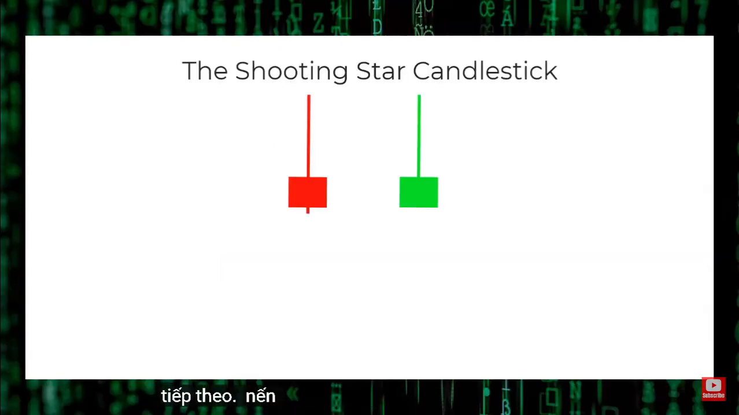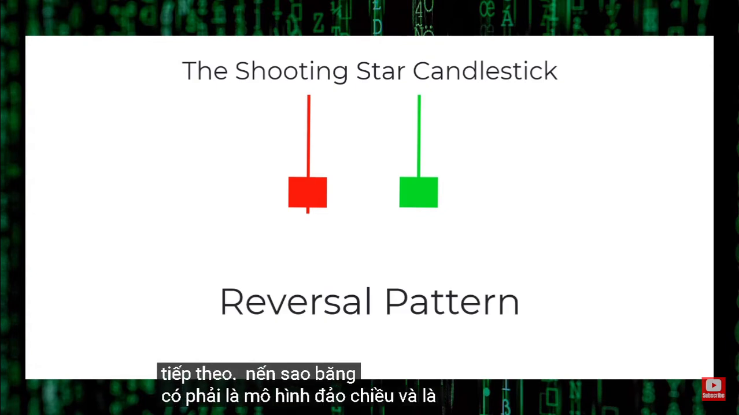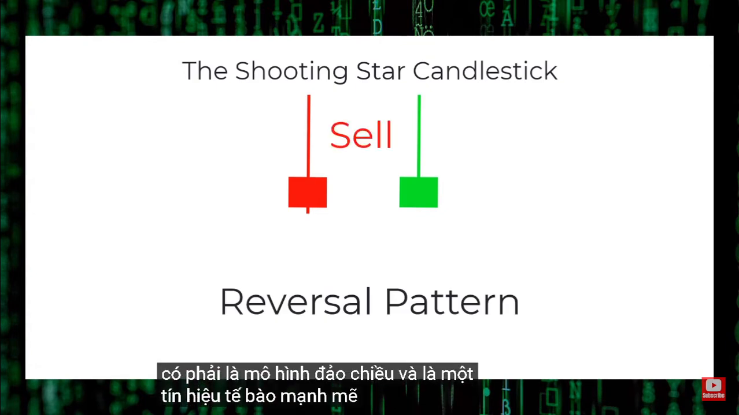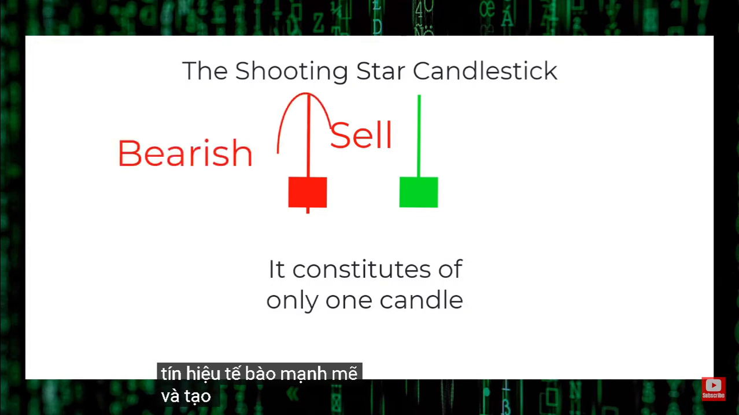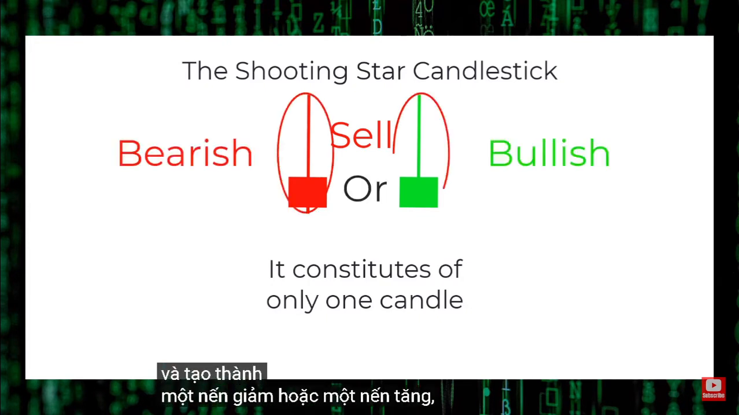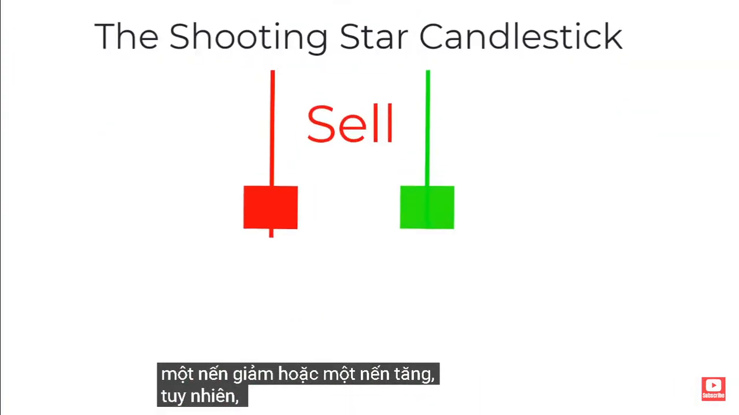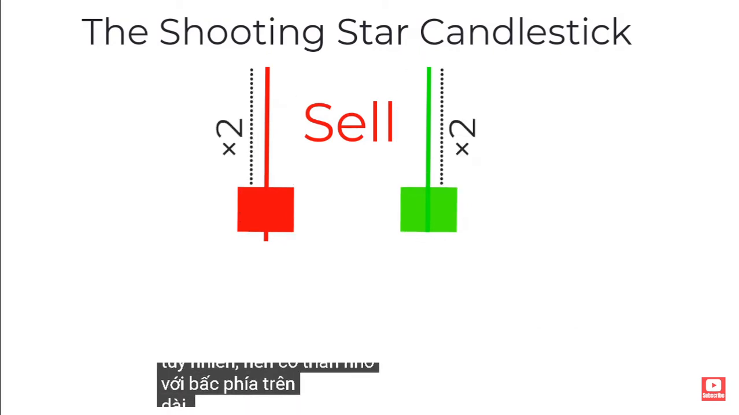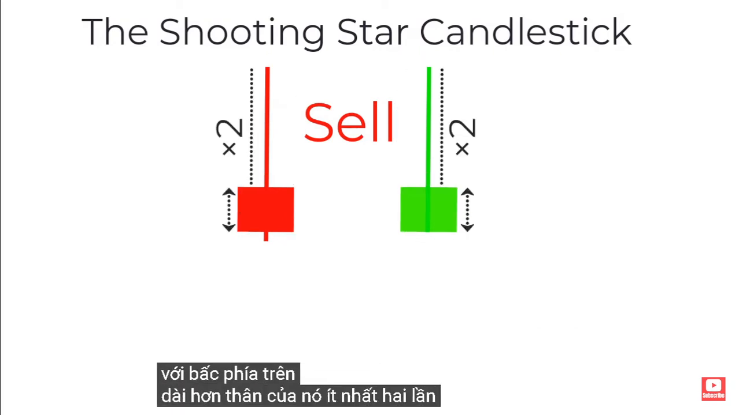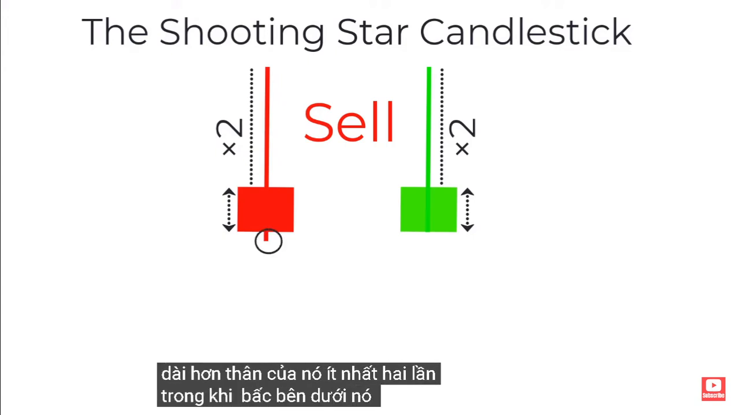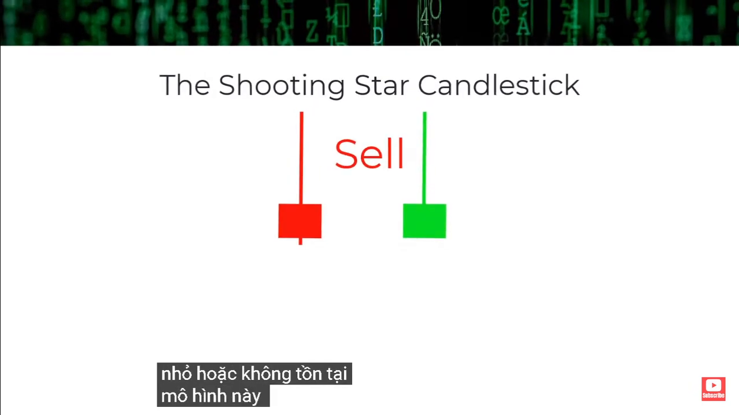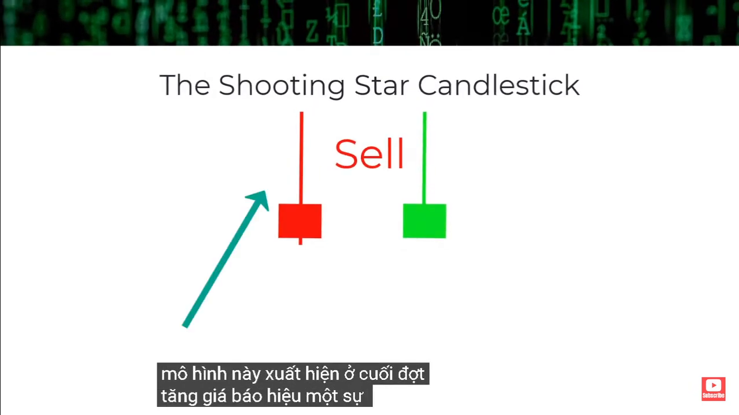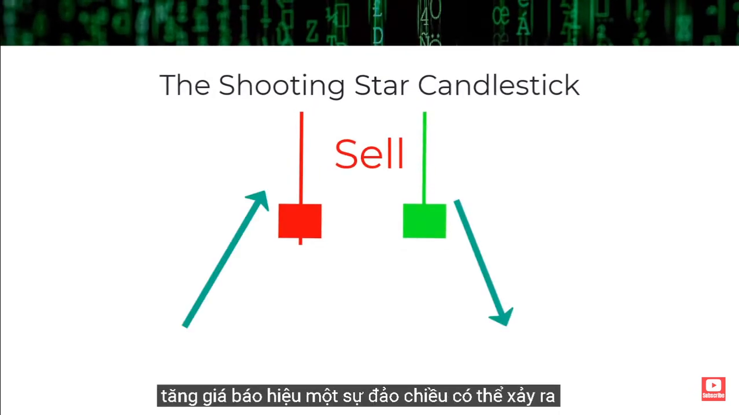Next is the shooting star candlestick. It's a reversal pattern and a powerful sell signal, and constitutes of either 1 bearish or 1 bullish candle. Nevertheless, the candle has a small body with a wick above it that is at least 2 times longer than its body, while the wick below it is either very small or does not exist. This pattern shows up at the end of a price-up move, signaling a possible reversal.